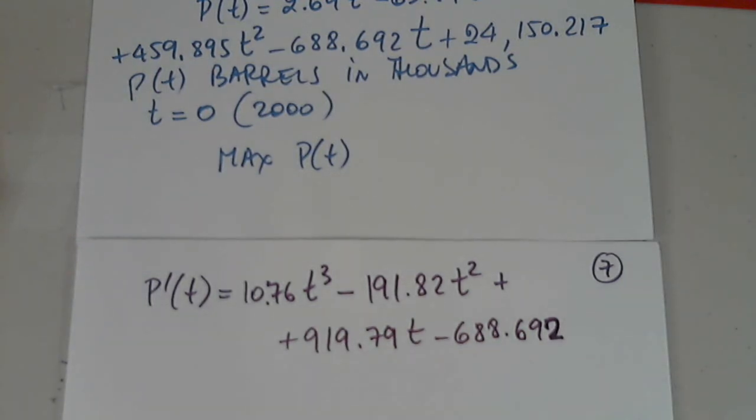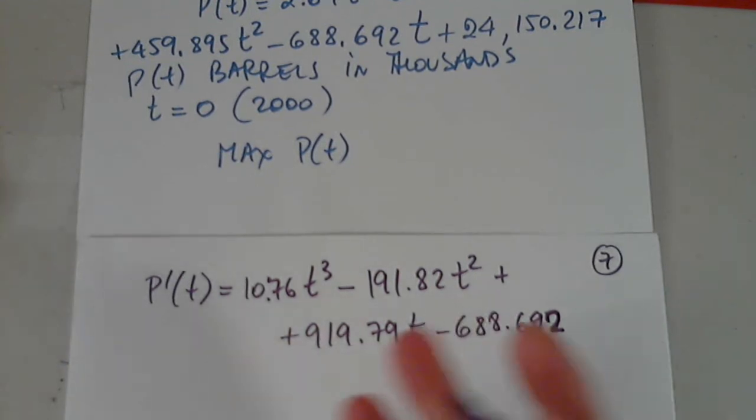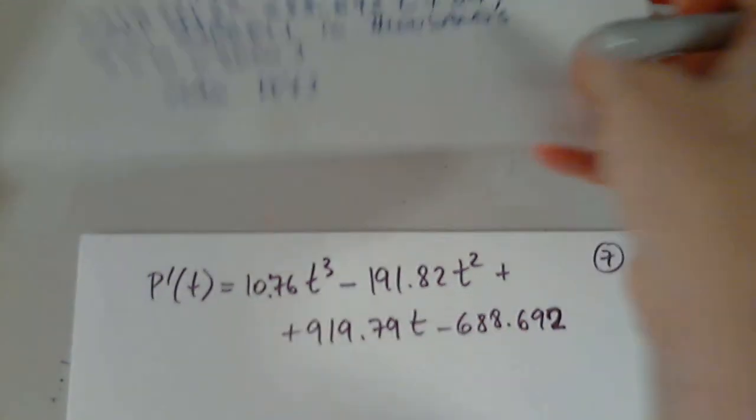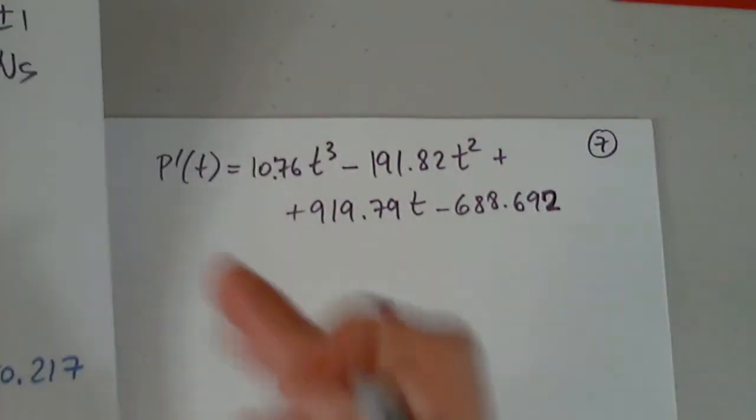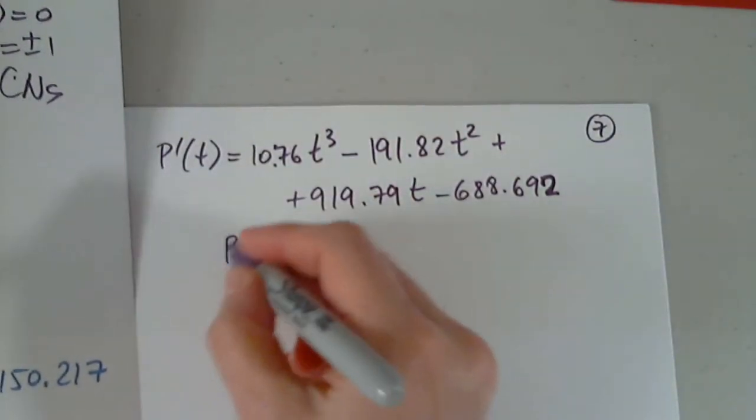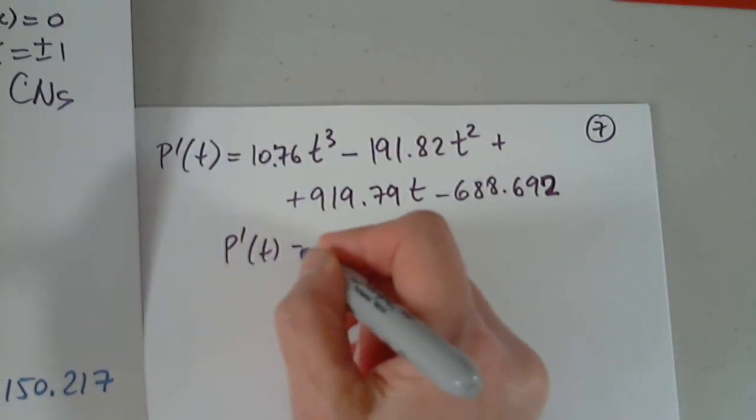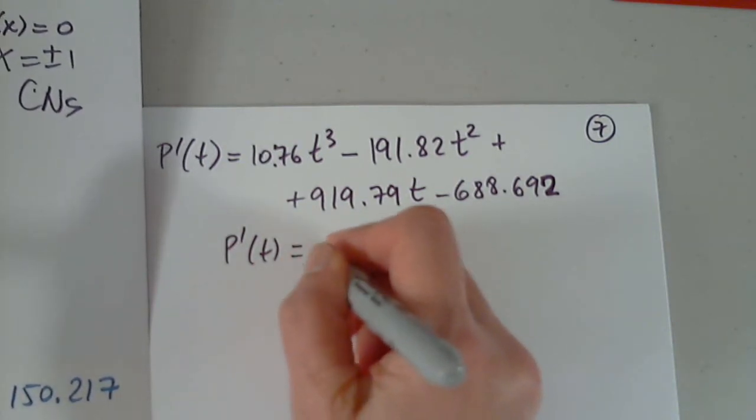So we determine the derivative, and it's a polynomial function. You will not have critical numbers coming from P prime being undefined. So I have to find P prime of t. I have to solve the equation P prime of t equals 0.